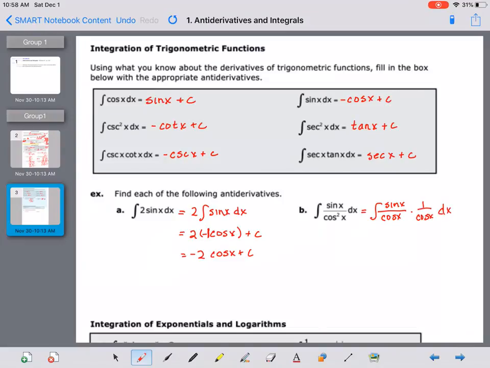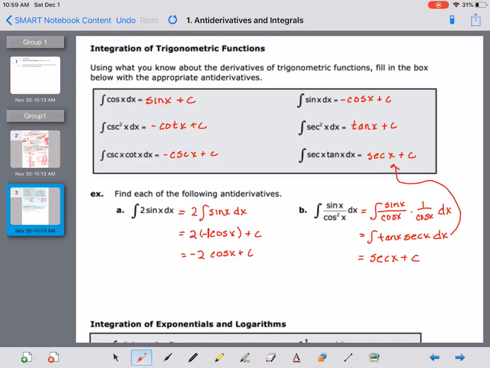If we think of that, and knowing some things about trig, we know sine over cosine is tangent, and 1 over cosine is secant. And if you think about it, it goes back to that one right there. Even though it's secant tangent, tangent secant is the same thing because when we're multiplying, order doesn't matter. So we wind up getting back to secant x plus c.